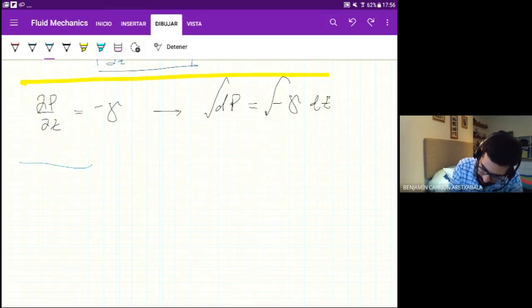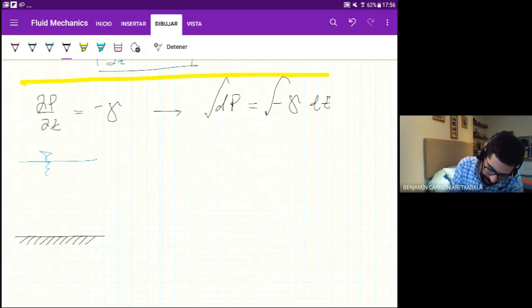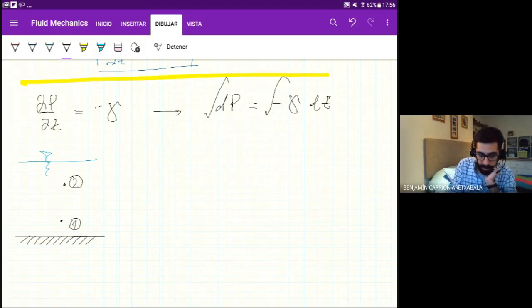Let's say we have a fluid at rest. It has to be at rest for this to be valid. So this is the bottom. And let's say we have a couple of points. We're going to call this 1 and this 2. Let's say we have an instrument measuring here at 1. So we know P there, and we know everything that we need to know there. And we want to compute the pressure at 2. So how could we do this?